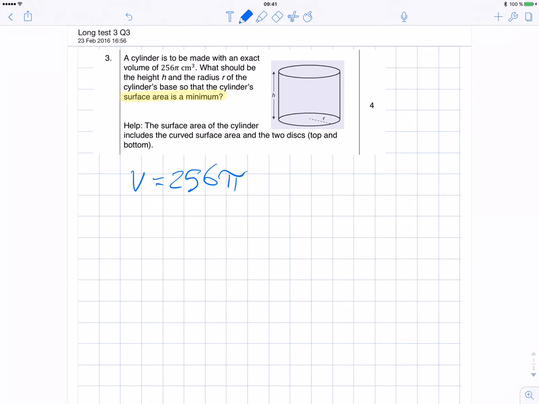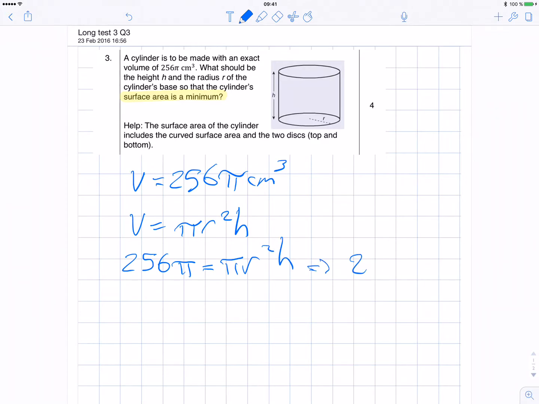A cylinder is to be made with an exact volume of 256 pi centimeters cubed. What should be the height h and the radius r of the cylinder's base so that the cylinder's surface area is a minimum? So we know straight away that the volume is equal to pi r squared h. So we have 256 pi is equal to pi r squared h, and therefore 256 is equal to r squared h. We'll need to come back to that shortly.